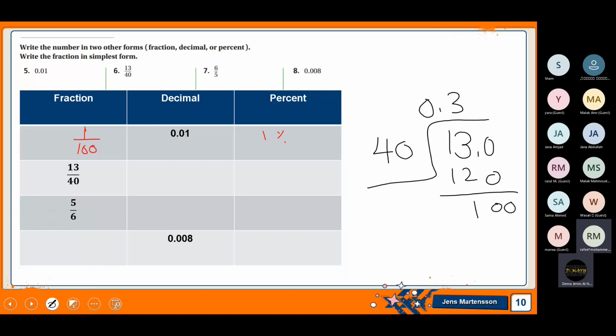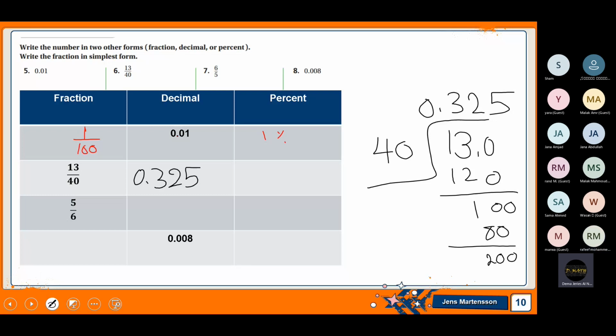180 over 40. 2 times 40 gives us 80. Then you will add 0, I mean 200 over 40. Yalla, hurry up. 5. So it will be 0.325. 5.